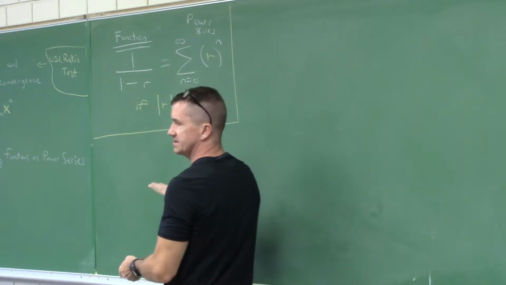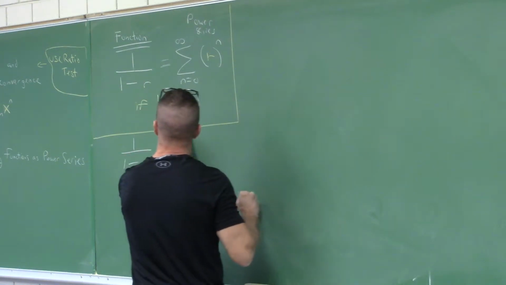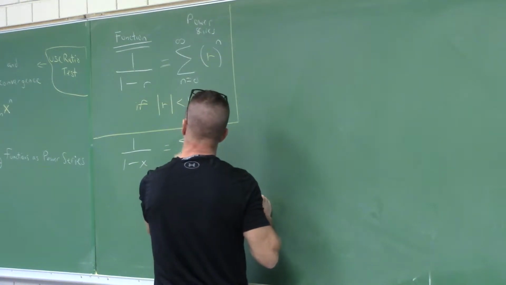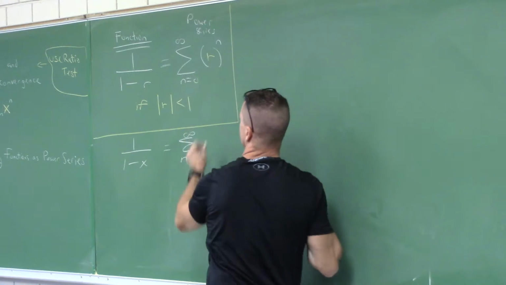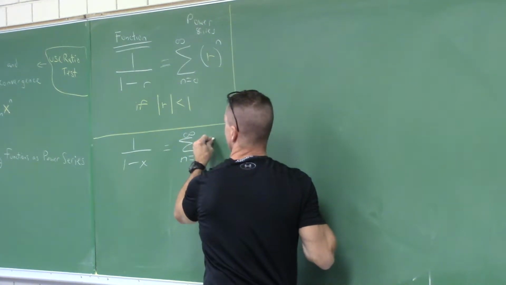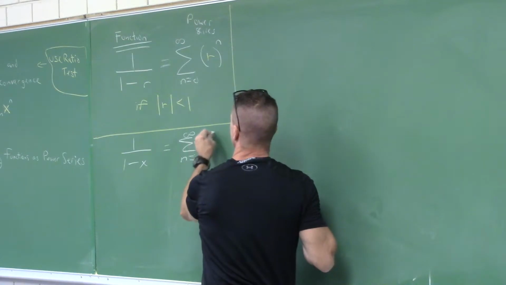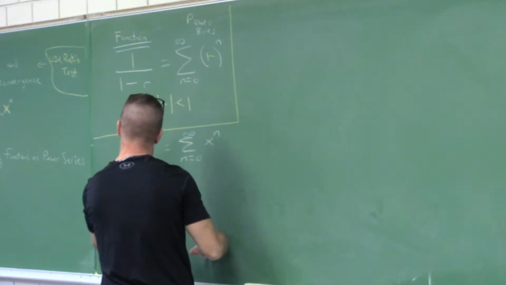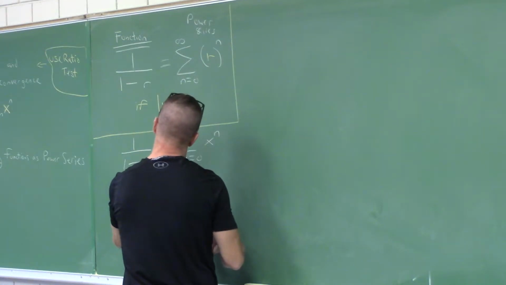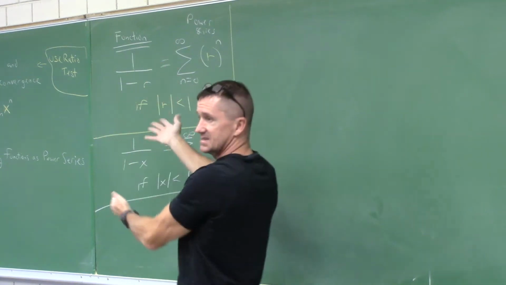Hey, do you want to write this another way? If you don't like my r's, what if we made it an x? Some of you may prefer to put this in your notes. If I change r to an x, how does this play out? Just substitute x for every r. What would you get? x to the n. And then what would this say? If the absolute value of x is less than 1. There you go. This is 11.9.